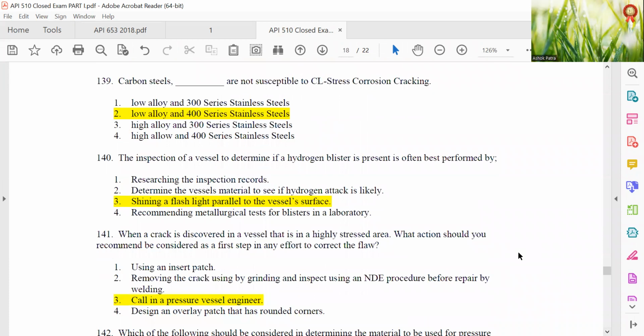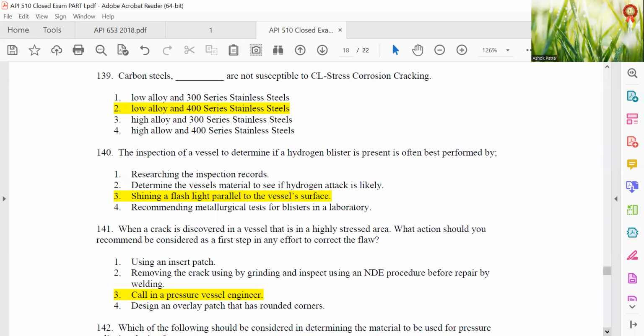Carbon steel, low alloy, and 400 series stainless steel are not susceptible to chloride stress corrosion cracking. 300 series is susceptible to chloride stress corrosion cracking. The inspection of a vessel to determine if hydrogen blisters are present is best performed by shining a flashlight parallel to the vessel surface.